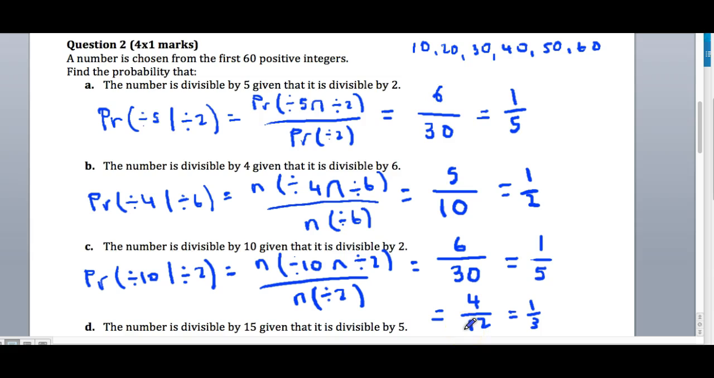Now you could actually, to check, write out the first 60 numbers. It would actually take you a very long time. And then just circle all the things that you want. But understanding your lowest common multiple is the easiest way to do it. All right, let's move on.